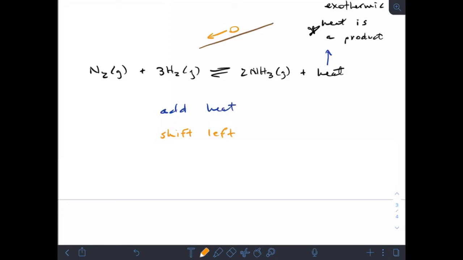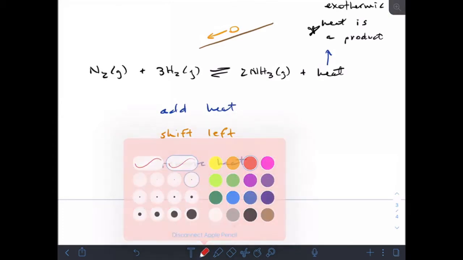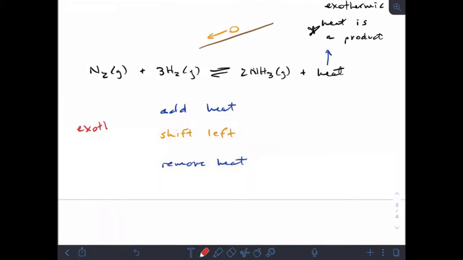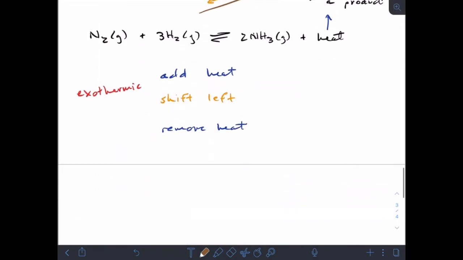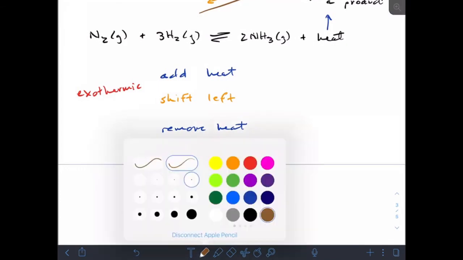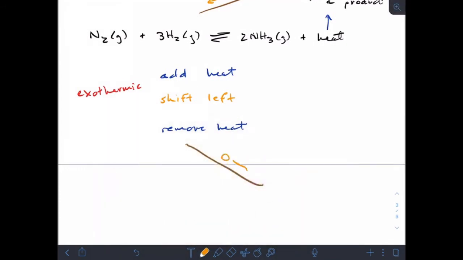If I remove heat, let's make sure that I label this so that this is clear in the notes. This is for exothermic. If I remove heat, that's the same thing as pulling down on the right side. My plank will shift in this direction, and the ball rolls to shift right.